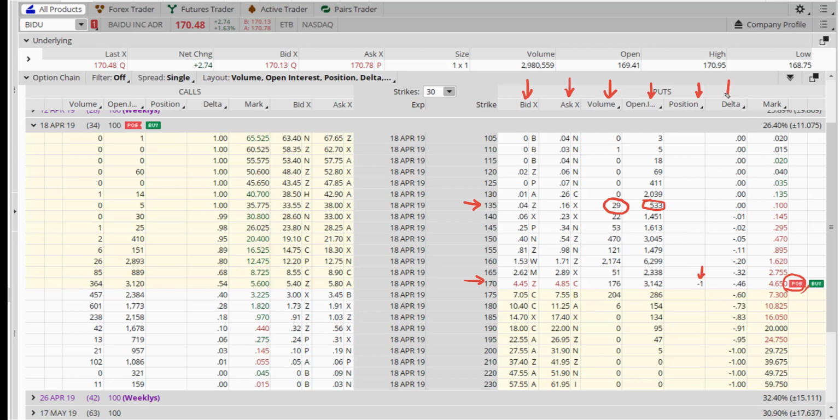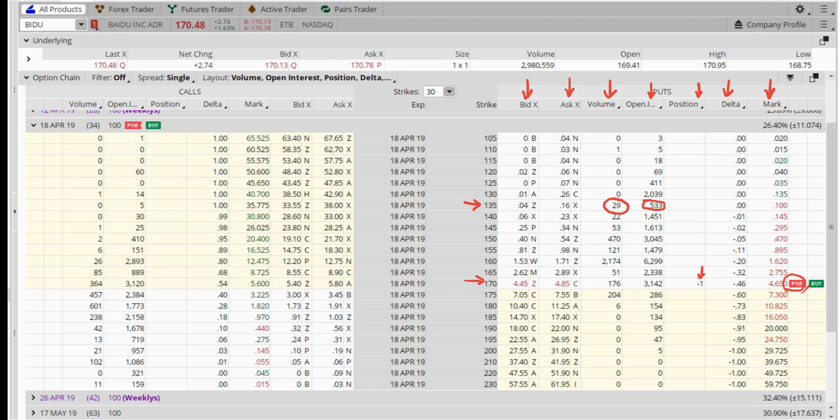The next important one is delta. If you do not see the delta by default in your Thinkorswim platform, you can customize the platform to show delta. And the last one is the mark, which is the market price where the last trade happened on each of the particular strike prices.